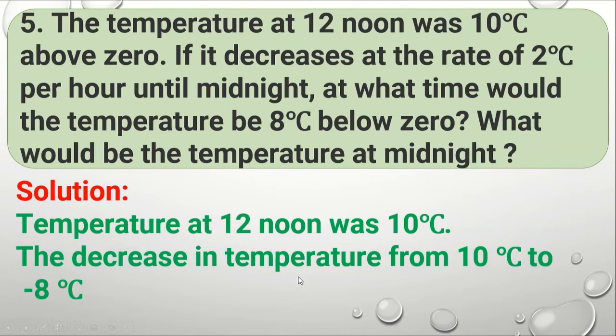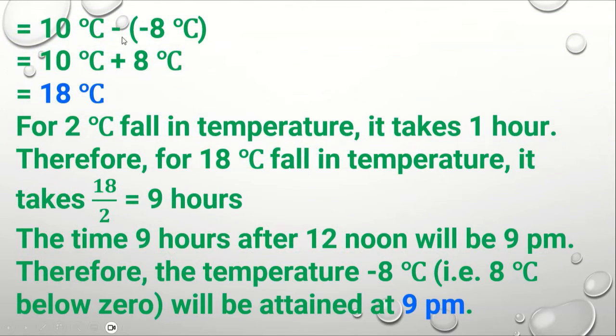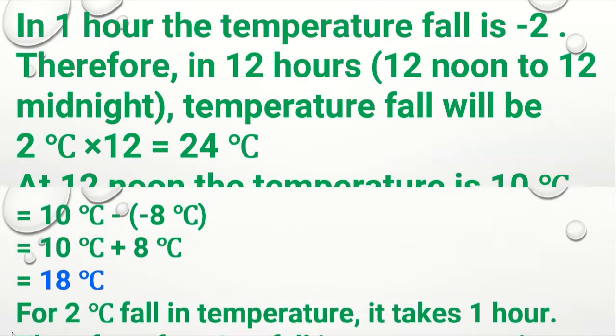So the temperature at 12 noon was 10 degrees Celsius. The decrease in temperature is from 10 degrees to minus 8 degrees Celsius. So 10 degrees minus minus 8 degrees Celsius, that is 10 degrees plus 8 degrees Celsius, so it will be 18 degrees Celsius. For 2 degrees Celsius fall in temperature, it takes 1 hour. Therefore, for 18 degrees Celsius fall in temperature, it takes 18 upon 2 equals 9 hours. The time 9 hours after 12 noon will be 9 pm. Therefore, the temperature minus 8 degrees Celsius, that is 8 degrees Celsius below 0, will be attained at 9 pm.